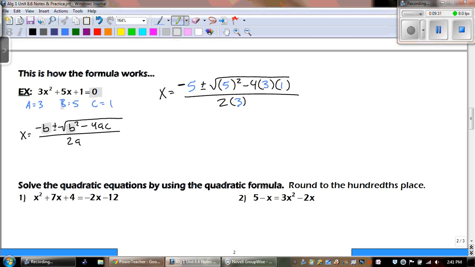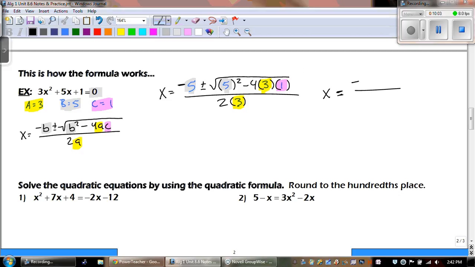The b, that's where we plug in the b. a was 3. That's where we plug in the a. And c was 1. And that's where we plug it in. So that wasn't too bad. Now, the next thing we're going to do is start solving this. And we're not going to plug it into our calculator all at once, okay? We're going to do it in sections, okay?